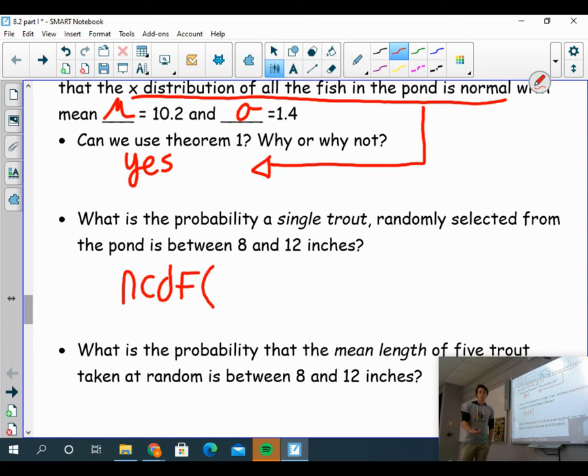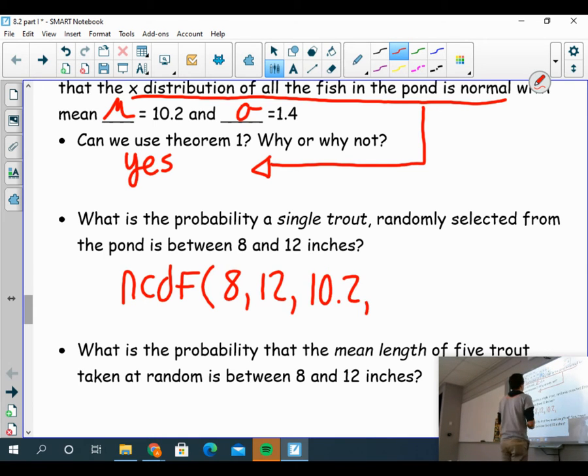I have a normal population, and I'm trying to find the probability a single trout taken from that population is between 8 and 12 inches. Then my lower bound is going to be 8. My upper boundary will be 12. And my population mean is 10.2. And the standard deviation is 1.4.